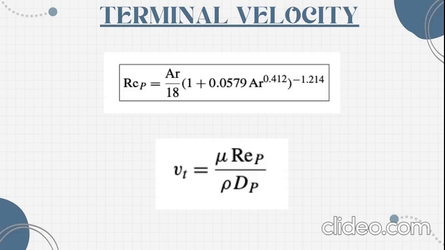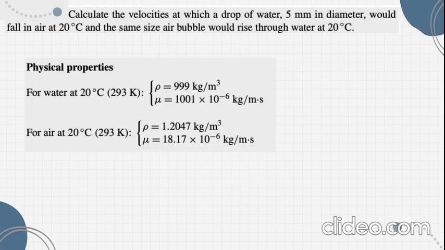So now let's see a numerical which is based on this. Calculate the velocities at which a drop of water 5 mm in diameter would fall in air at 20 degrees Celsius and the same size air bubble would rise through water at 20 degrees Celsius. So these are the physical properties that are given to us.